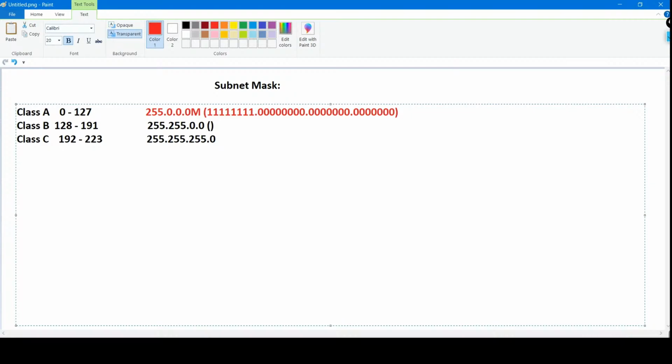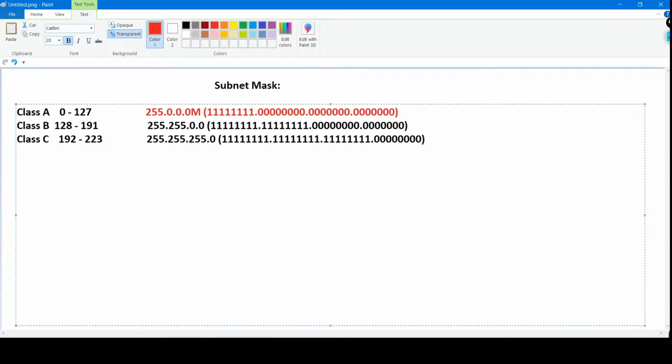For class B, it is 11111111.11111111.00000000.00000000. Right? And for class C, the subnet mask in binary is 11111111.11111111.11111111.00000000. Okay. So I hope it's clear to everyone.